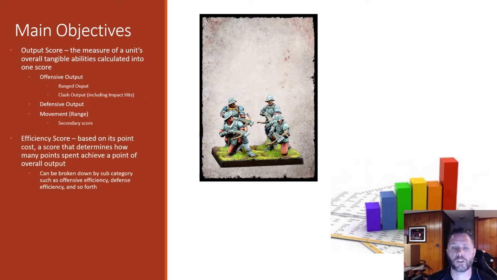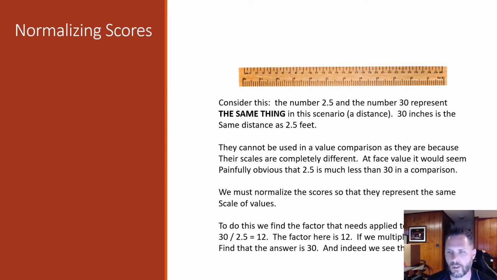The second score I'm looking at is the efficiency score. And the efficiency score is how many points I have to spend to get a point of output out. You're going to see this in the slides a couple times, but just because a unit has a high output score doesn't necessarily mean it's a good choice to take, because if a unit has a high output score but you're paying 800 points for that unit, that may be too many points to pay, and you'll end up being at an overall disadvantage because you're putting too many points into the unit. Okay, so those are the 2 scores I'm after.